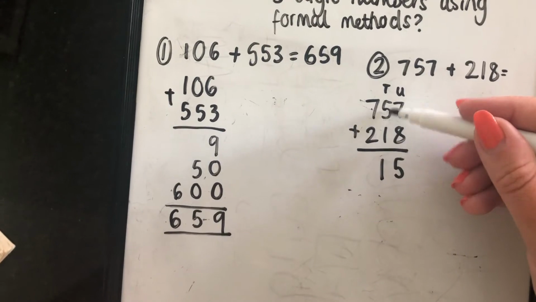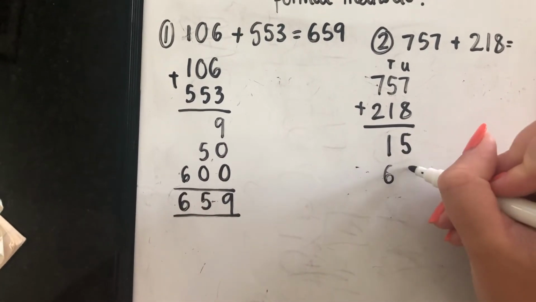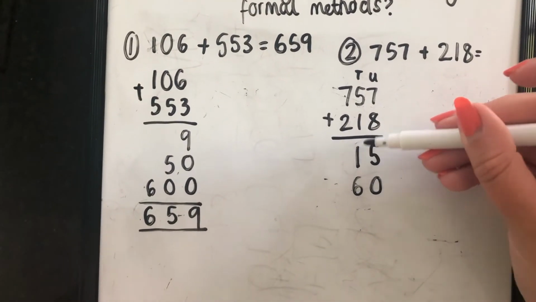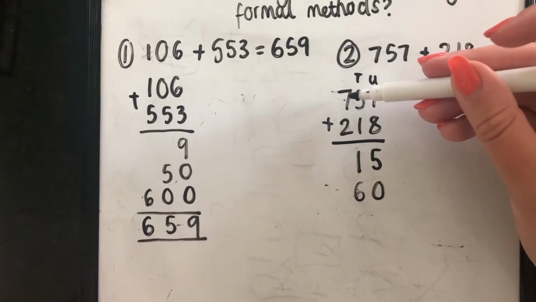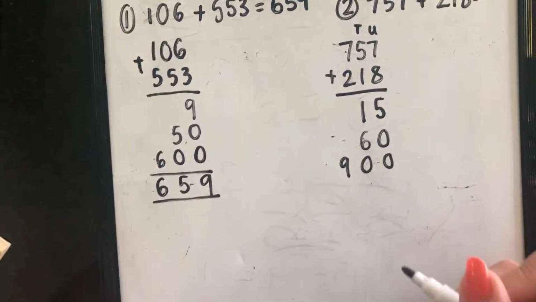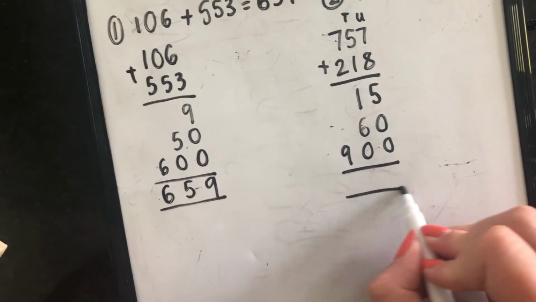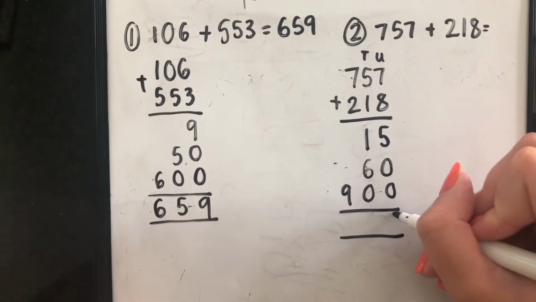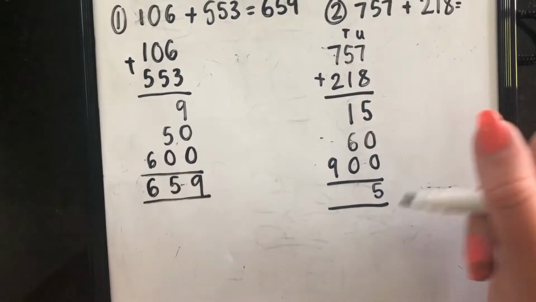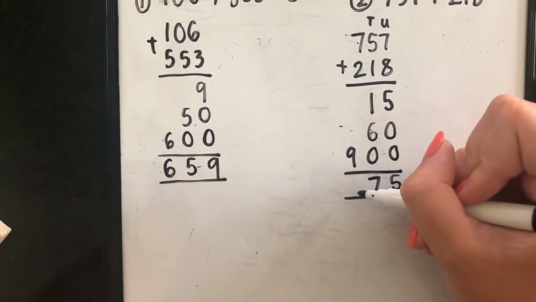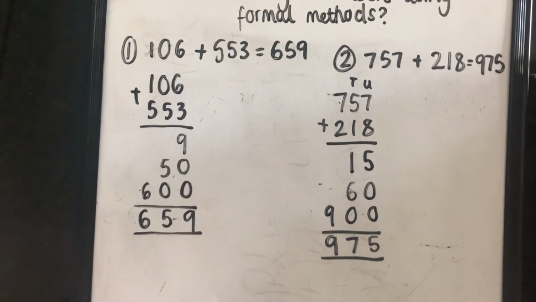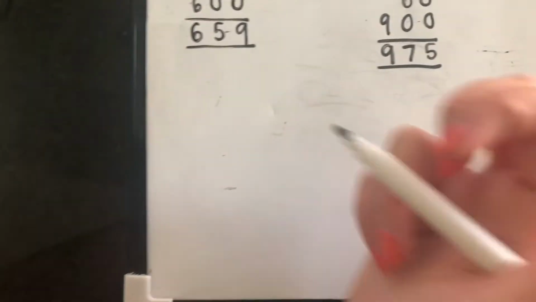So 5 tens add 1 ten, 6 tens. Okay. Now don't be put off by this one here. Just ignore that one until we add up at the end. 700 add 200 is 900. So we're going to add these up. 5 add 0 is 5. Now we can add up our 1. So 1 ten adds 6 tens is 7 tens. And then we've got 900. So 975.